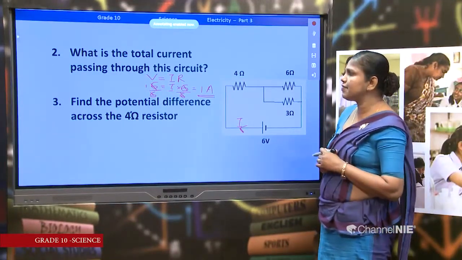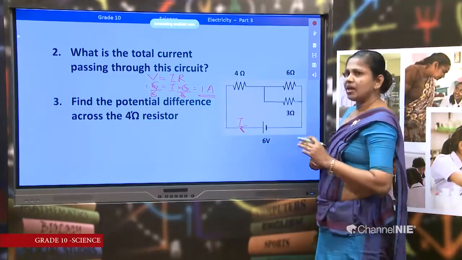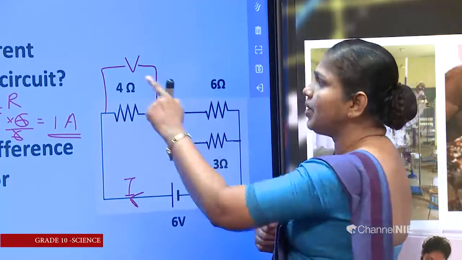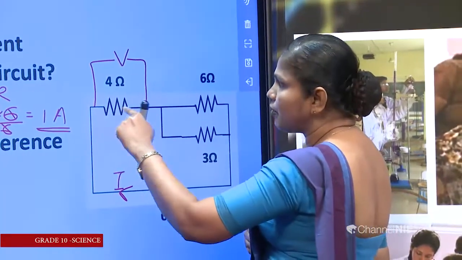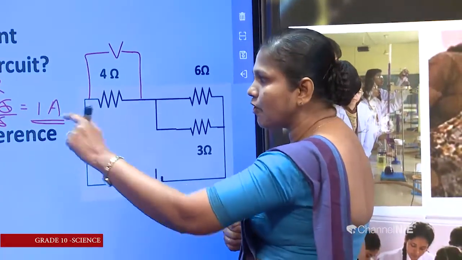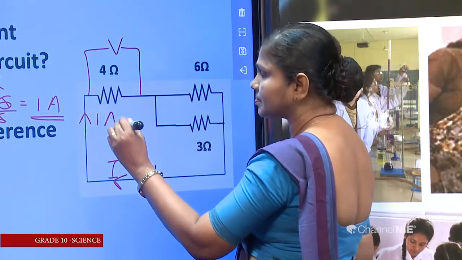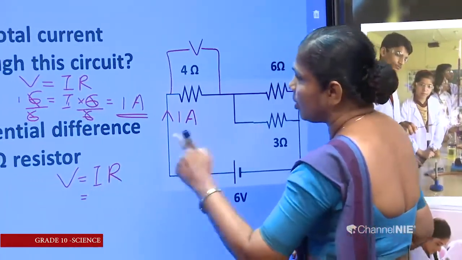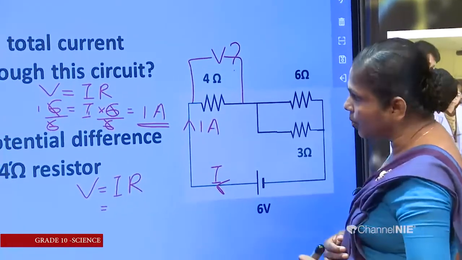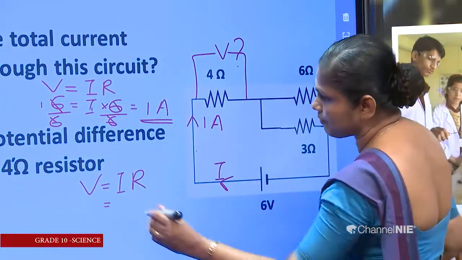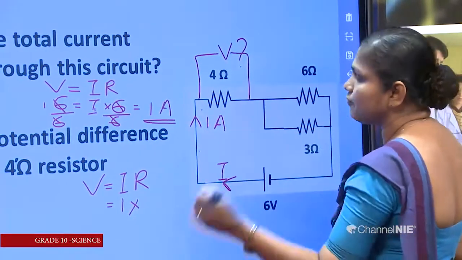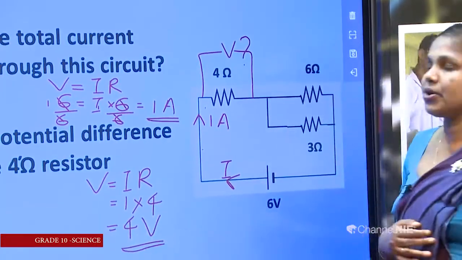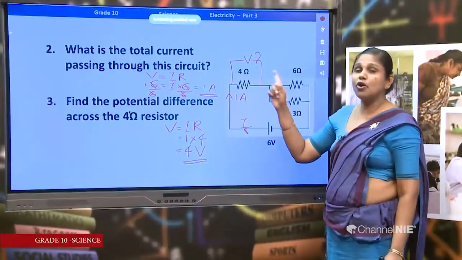Then find the potential difference across 4 ohm resistor here. Children, suppose the potential difference across 4 ohm resistor is V, right? Now we have found the current flow through the 4 ohm resistor. Current flows through the 4 ohm resistor is 1 ampere. And then we can substitute into the V equals IR formula. V is what we don't know. I, the total current, we have already found, 1 ampere. R, 4 ohm. Then 1 into 4, 4. 4 volt is the potential difference across 4 ohm resistor.